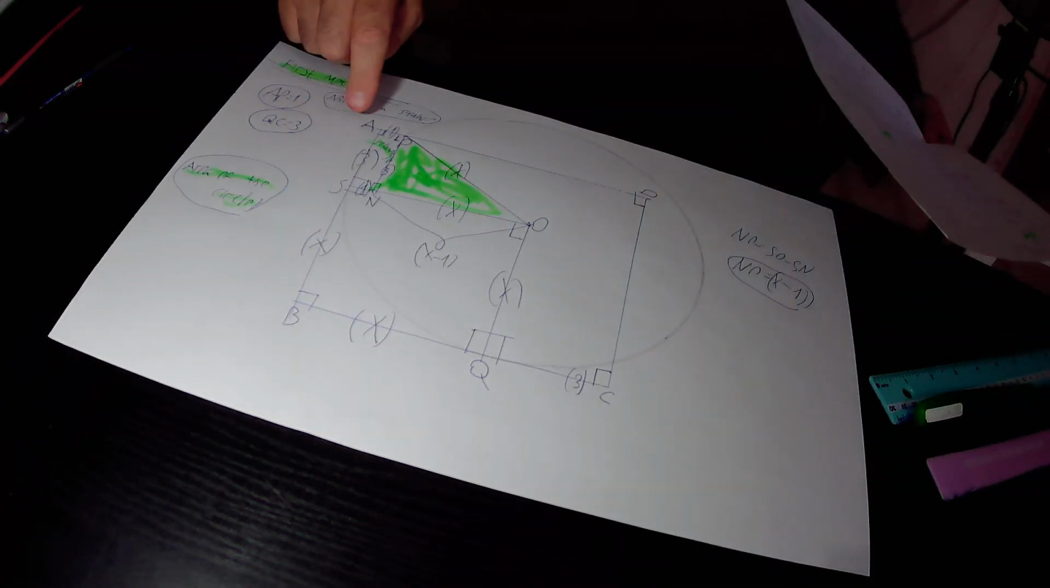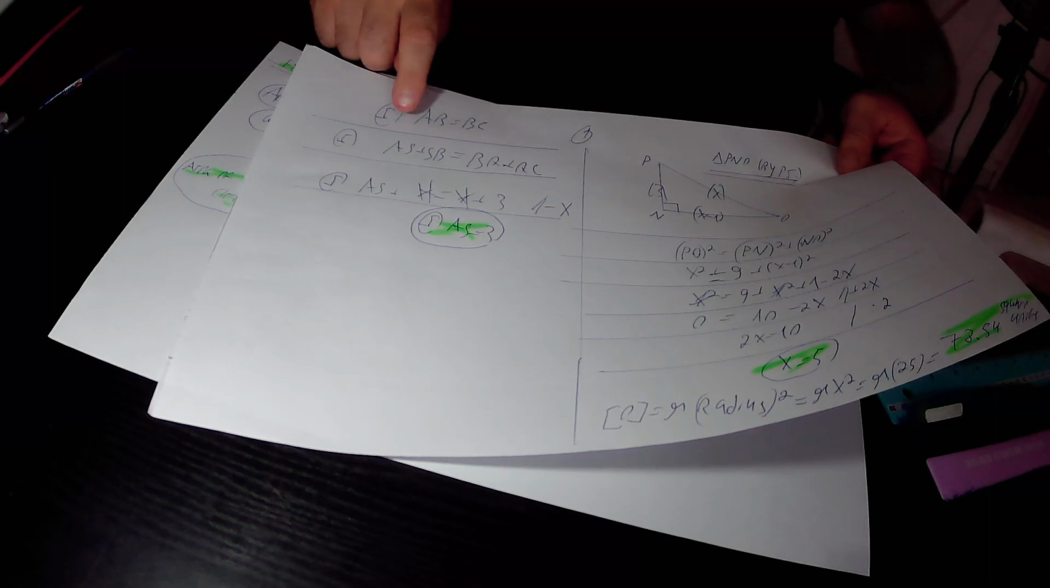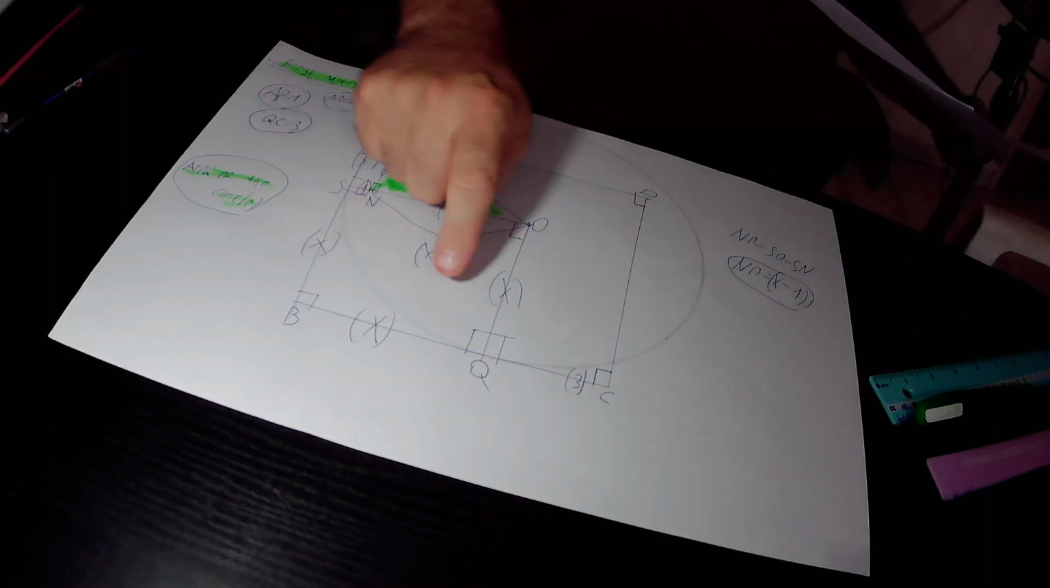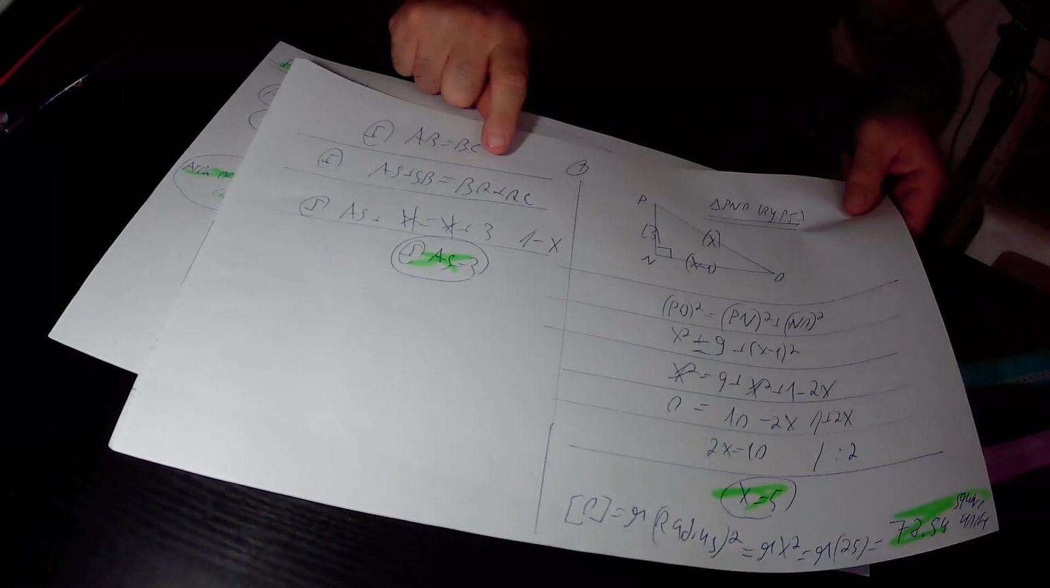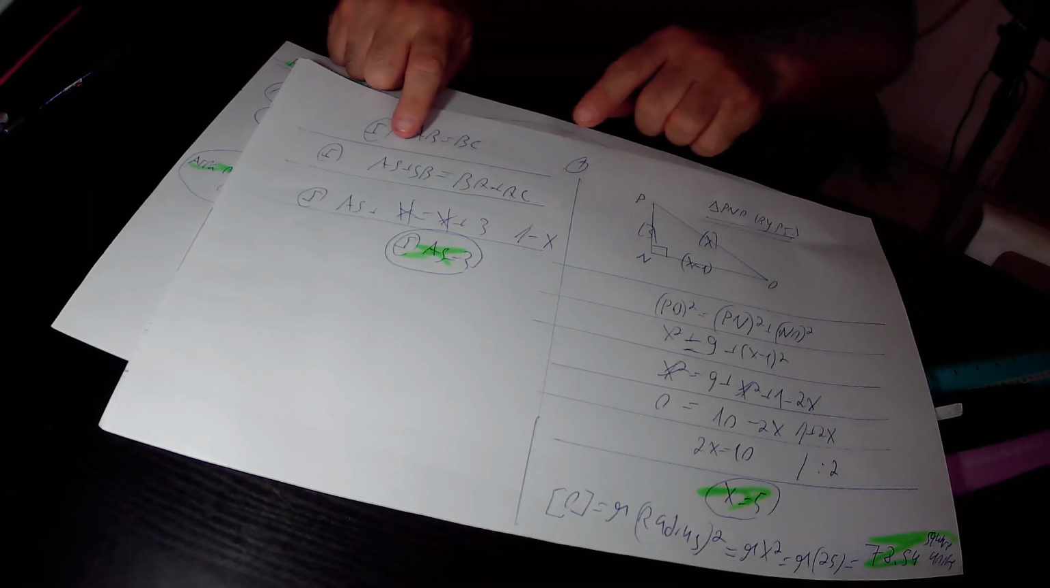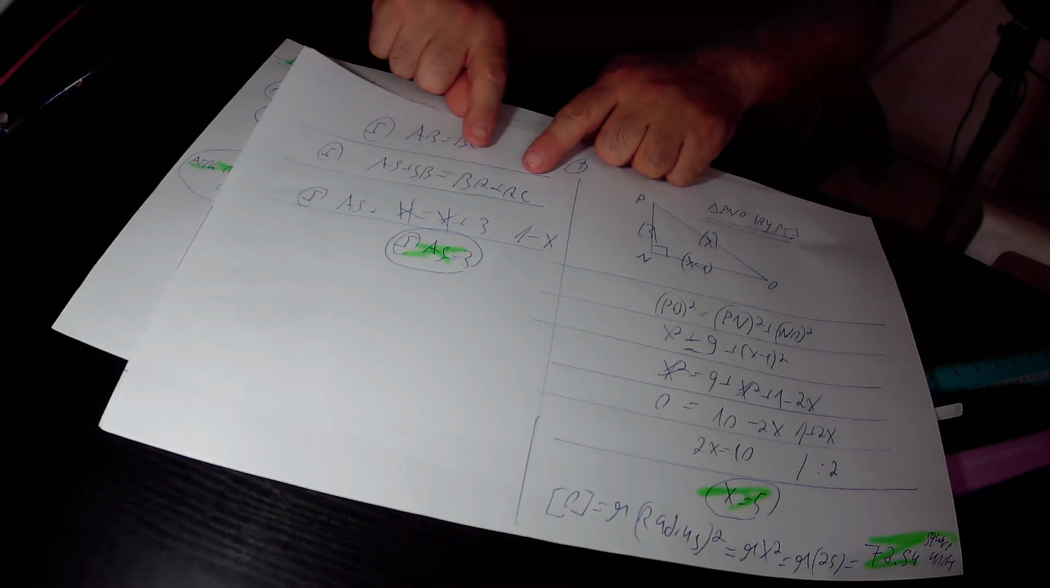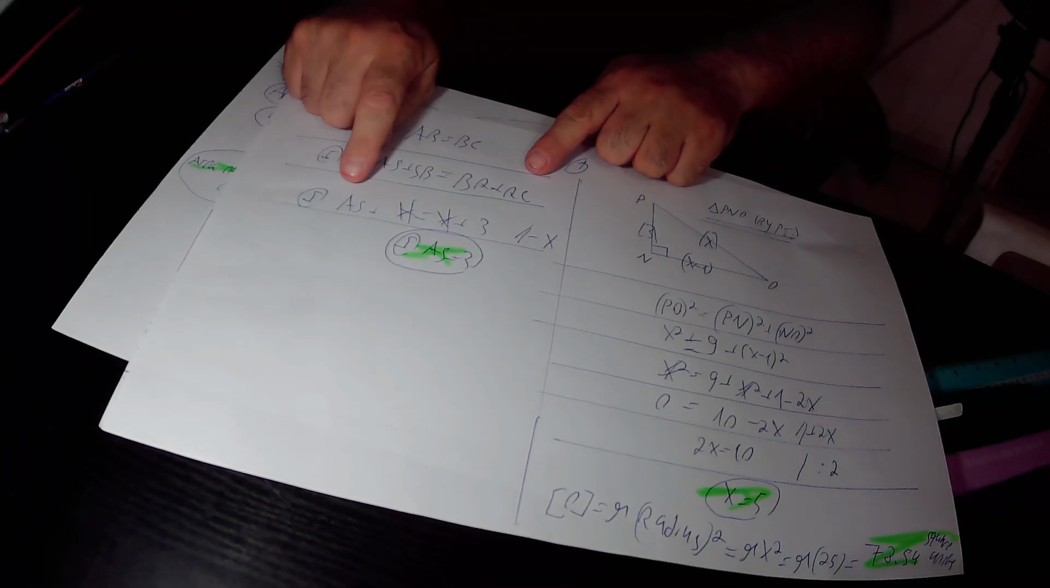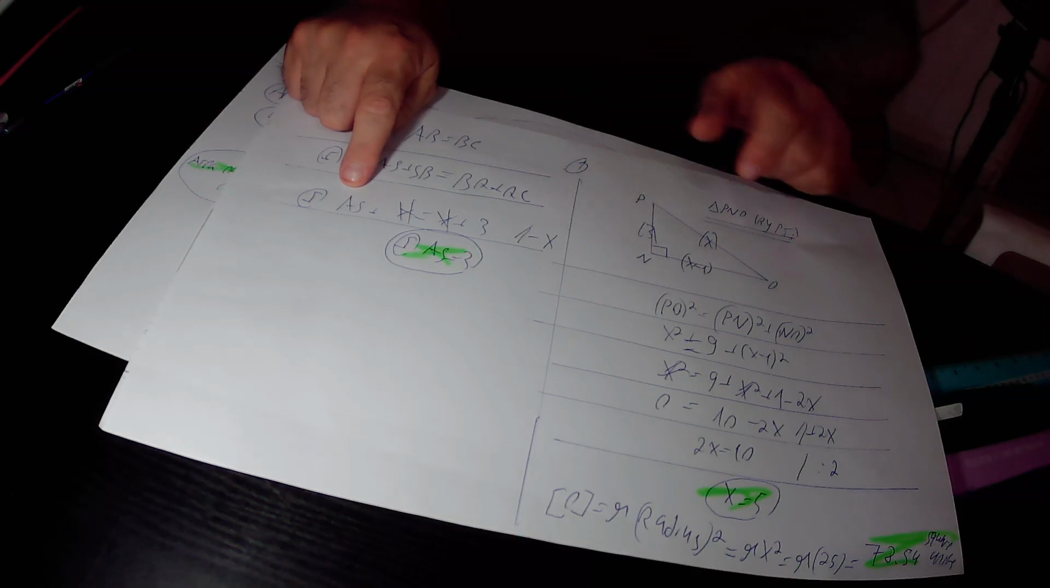AB equals AS plus SB. BC equals BQ plus QC. So in total, AS plus SB equals BQ plus QC. AS is the missing side, so we leave it as it is.